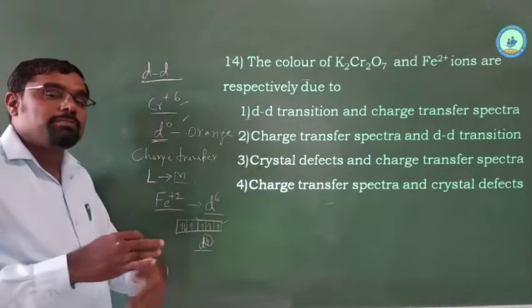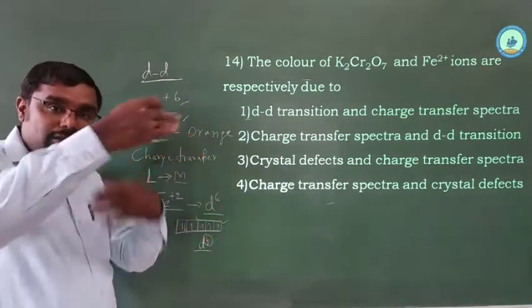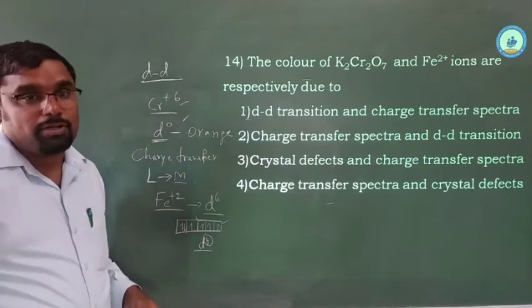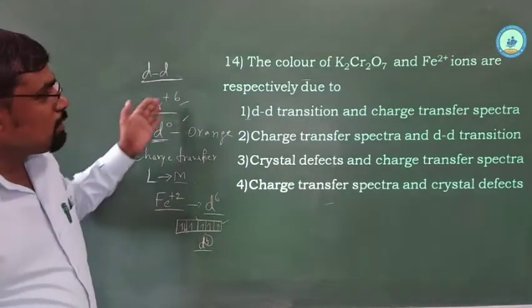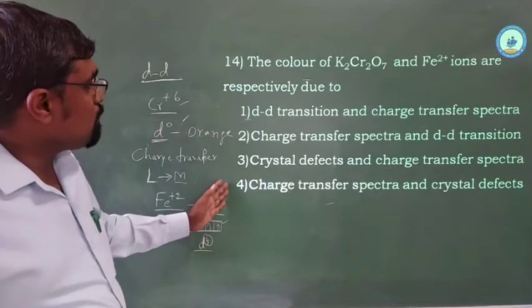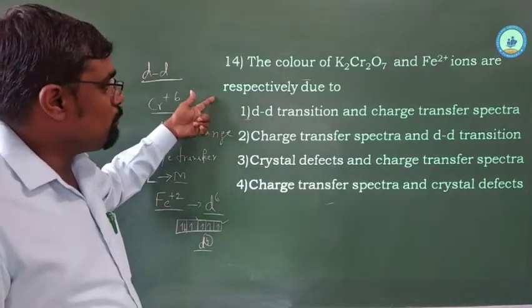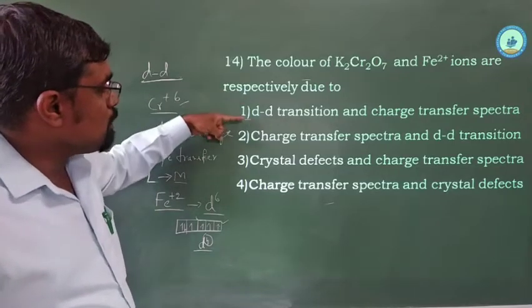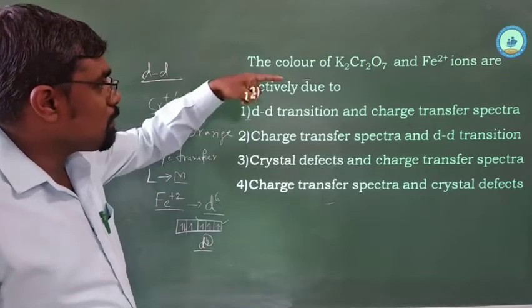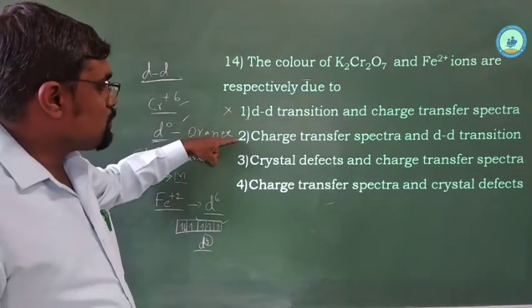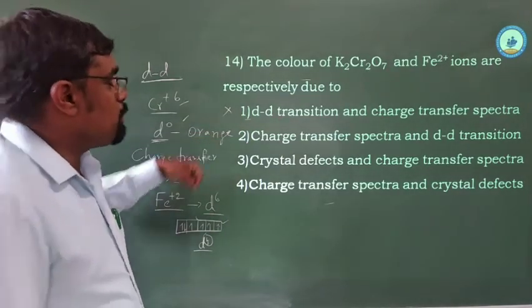Because of that reason these show color. Color means it is in the visible region; they absorb the light, and then the complementary color is shown. Now the options are given: potassium dichromate and Fe2+ ions are respectively due to what? Potassium dichromate is d-d transition and Fe2+ is charge transfer? No. Potassium dichromate is charge transfer and Fe2+ is d-d.